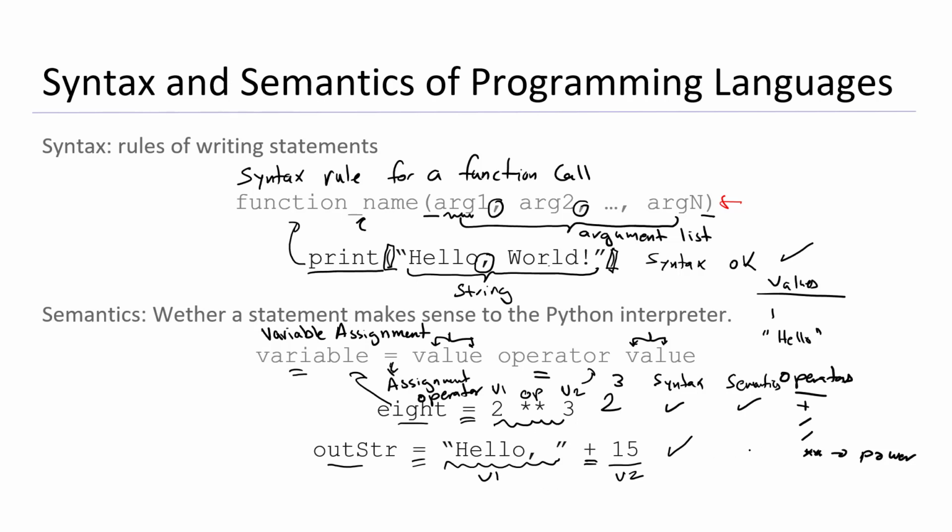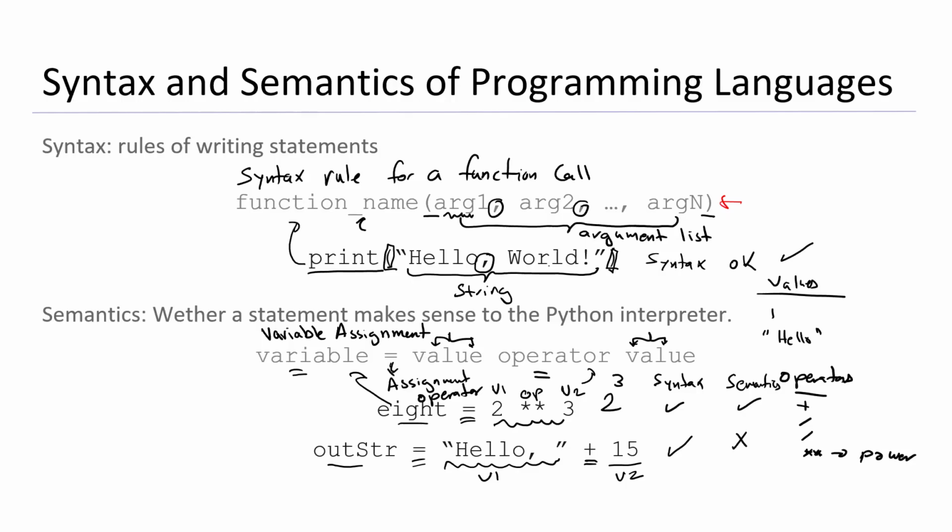What about semantics? We will see later on in the course that you cannot take a number and add it to a string. So this is a statement that the Python interpreter will not be able to deal with. This statement doesn't make a lot of sense to the Python interpreter. That's why the semantics of this statement is incorrect.